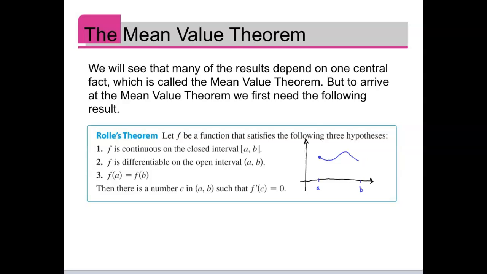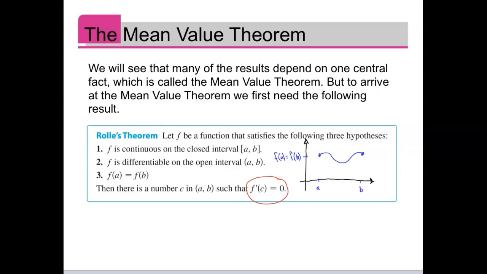And then the last one is that f of a has to equal f of b, meaning the y values at the endpoints are the same. Okay, so I'll put them there, and then I need it to just be any smooth curve connecting those two points. All right, so I've satisfied the three hypotheses. The conclusion then says that there is a number c on the interval between a and b such that f prime of c equals 0.